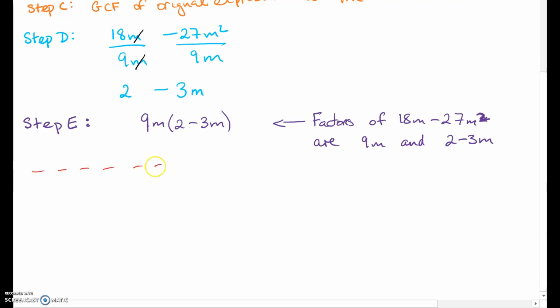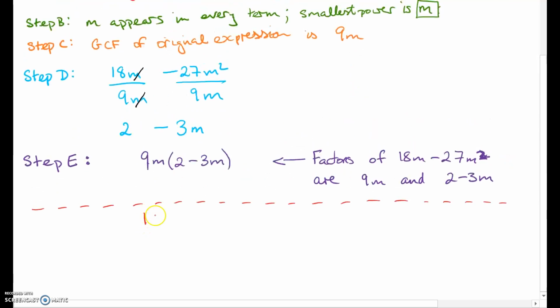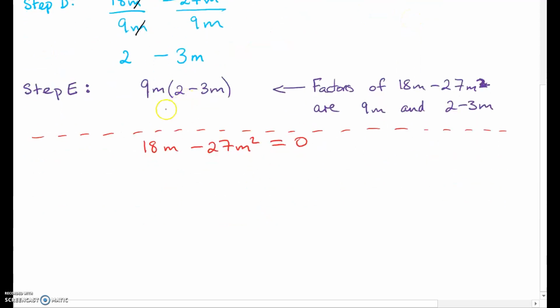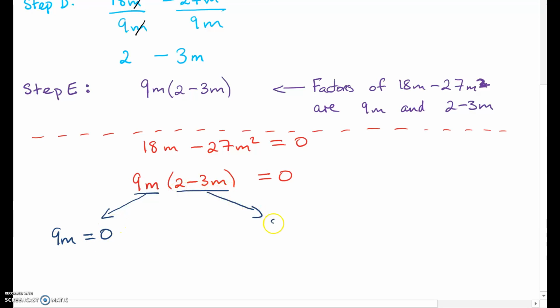The original equation was 18m minus 27m squared equals 0. We're going to rewrite that with what we have in step E, because these two things are the same as one another. So instead of writing it as 18m minus 27m squared equals 0, we're going to write it as 9m times 2 minus 3m equals 0. And now we'll put both parts of this equal to 0. So we'll have 9m equals 0 and 2 minus 3m equals 0.